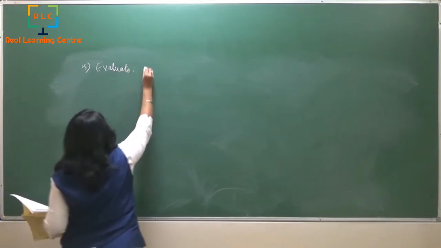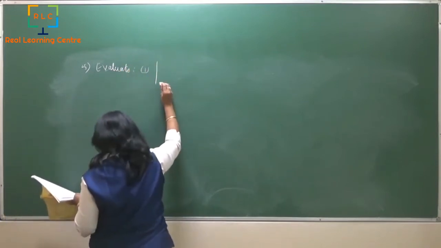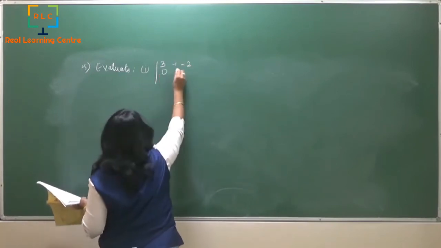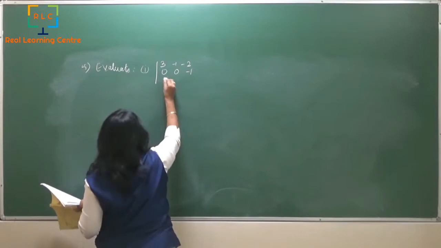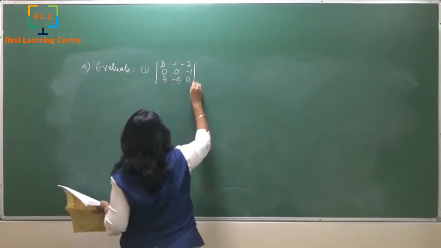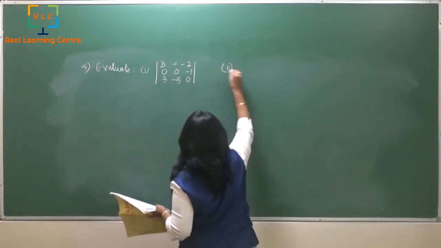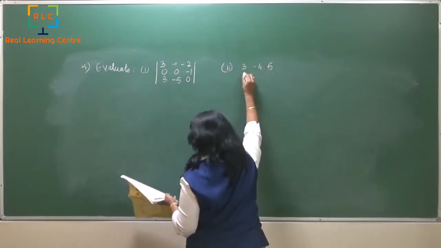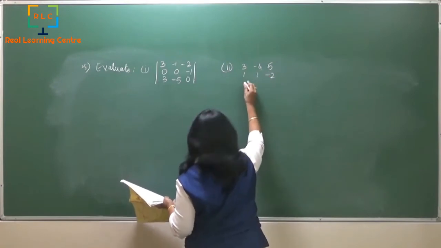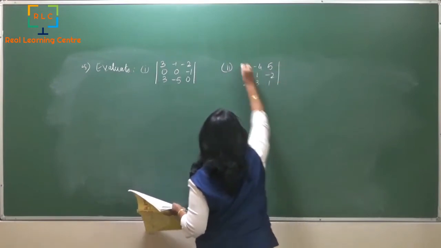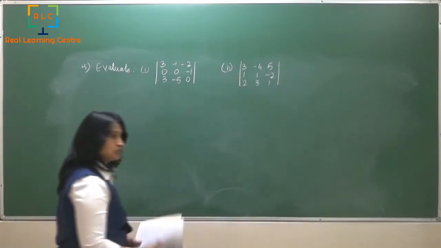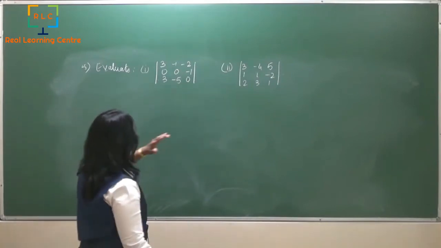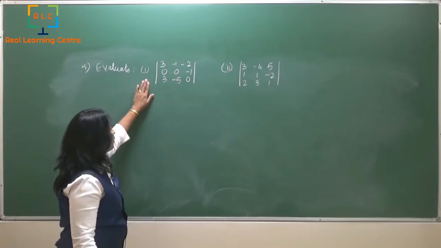In that, the first problem is the determinant of 3, -1, -2, 0, 0, -1, 3, -5, 0. It's very simple because plenty of zeros are there. Next, 3, -4, 5, 1, 1, -2, 2, 3, 1. Okay, you have the determinant like this, and there are other determinants also, and I want you to learn this very quickly, children.